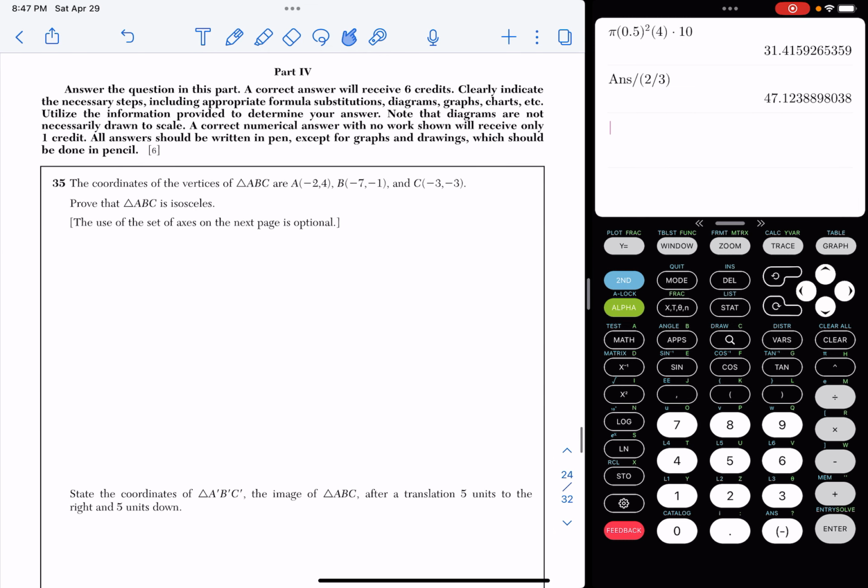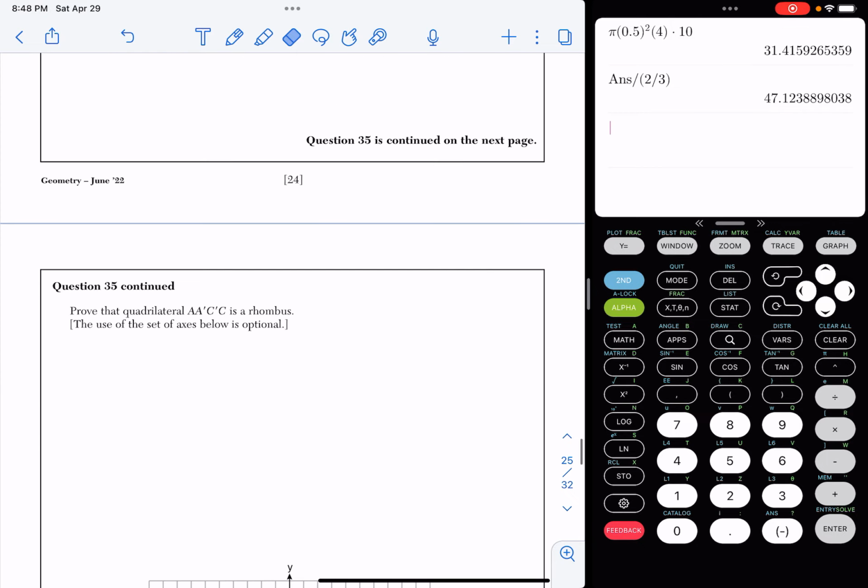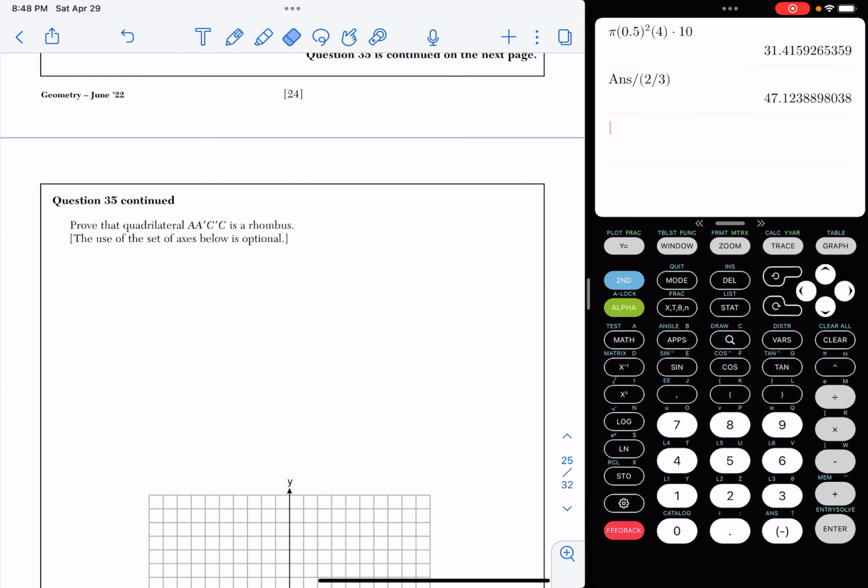All right, for our last question, part 4, this is a 6-point question. And again, there's partial credit all throughout. All right, let's start off. It says the coordinates of the vertices of triangle ABC are given to us, and we want to prove that ABC is isosceles. Then we are given some information about a translation, and on the back we want to prove it's a rhombus.